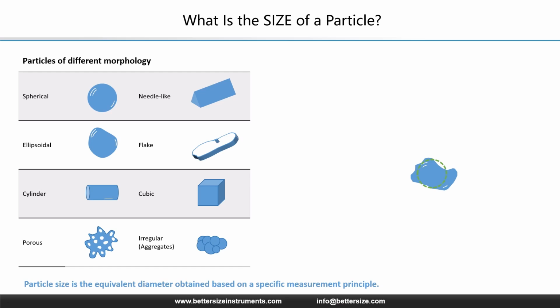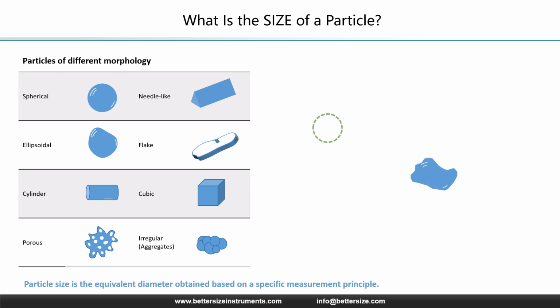Let's start with a deceptively simple question. What is the size of a particle? If every particle were a perfect sphere like the one on the top left, this would be easy. But in the real world, your materials are needle-like, porous, or flaky. Measuring a flake with a ruler gives you a different answer depending on how you hold it. This brings us to the most important concept in our industry: equivalent diameter.